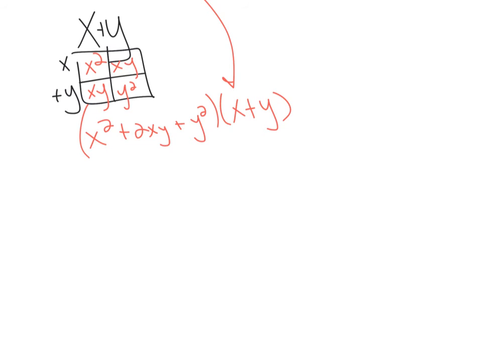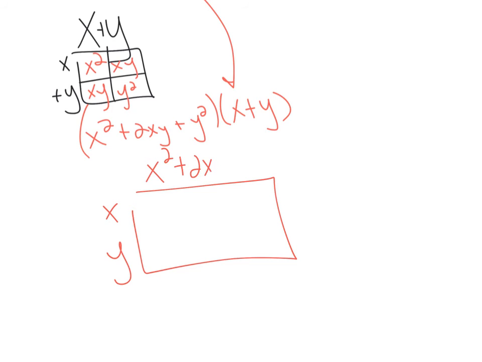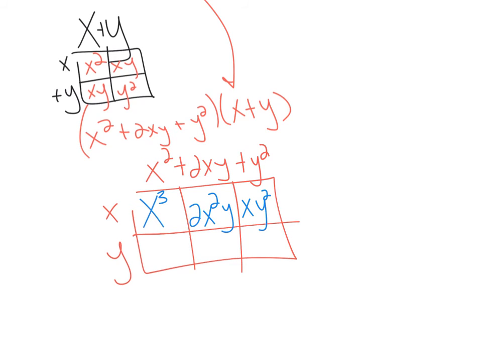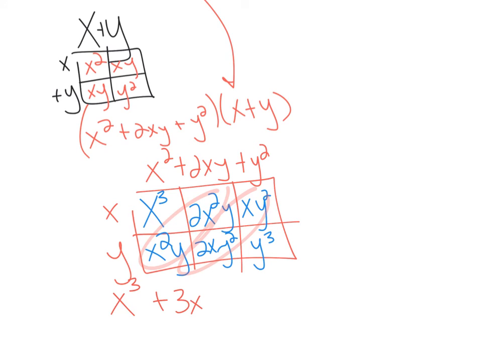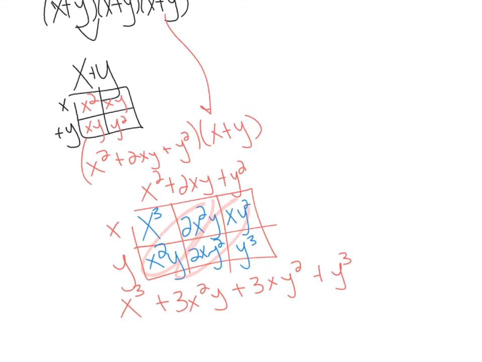And you're going to box method again. I usually put the smaller one on the left side and the bigger one on the top. You're going to make 3 by 2. Multiply x cubed, 2x squared y, xy squared, x squared y, 2xy squared, and y cubed. And then you're going to combine like terms. These combine, these combine. You'll end up getting x cubed plus 3x squared y plus 3xy squared plus y cubed. And you're going to ask yourself, does that equal the other side that they gave us?